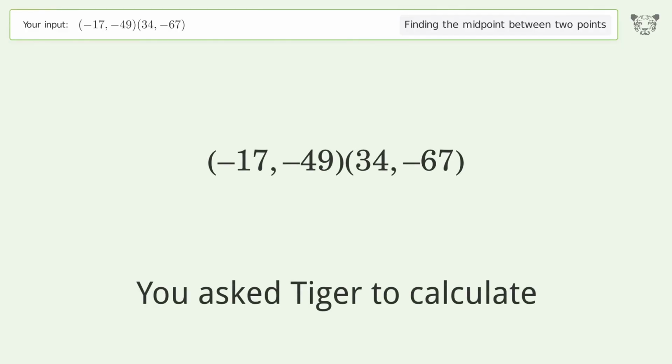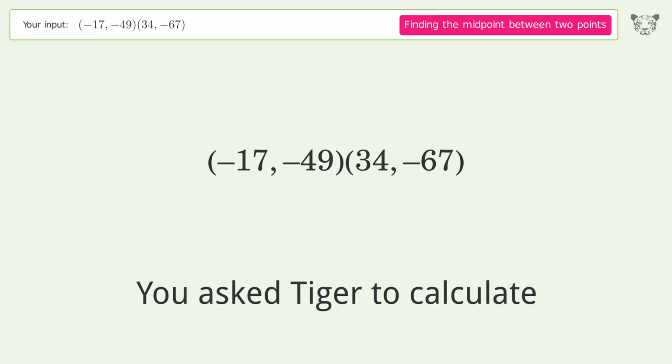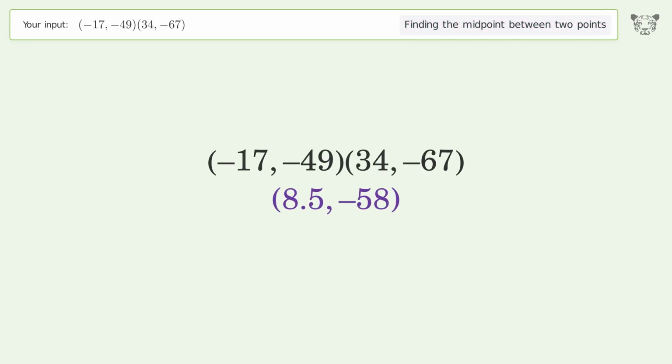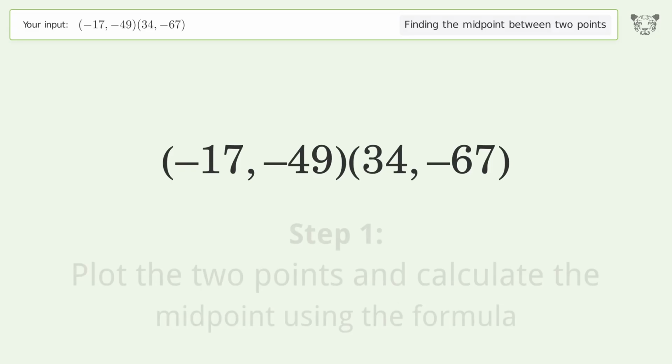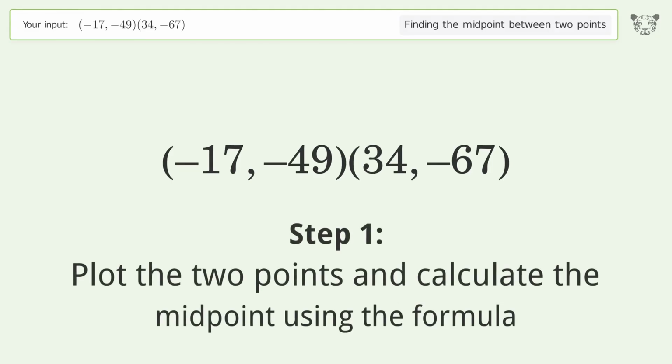You ask Tiger to calculate. This deals with finding the midpoint between 2 points. The midpoint between the 2 points is 8.5, -58. Let's solve it step by step. Plot the 2 points and calculate the midpoint using the formula.